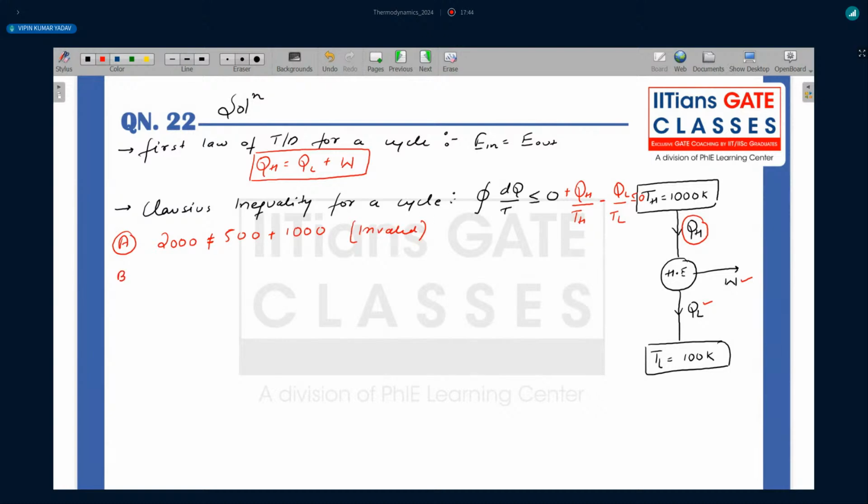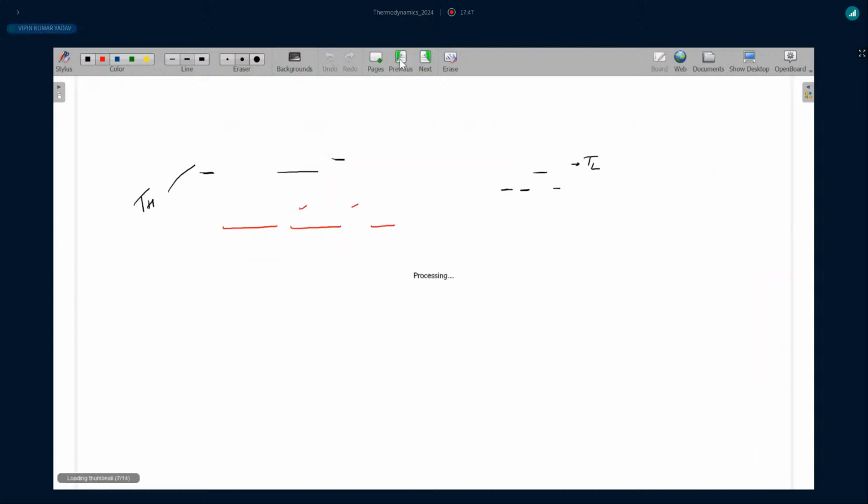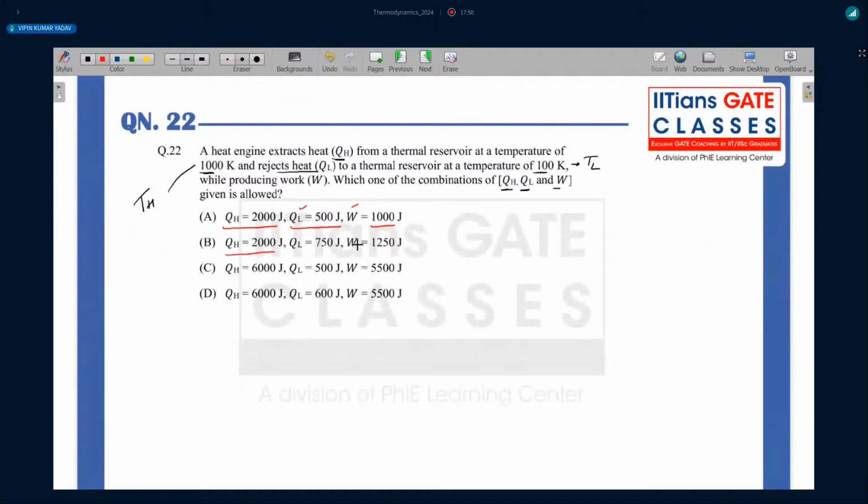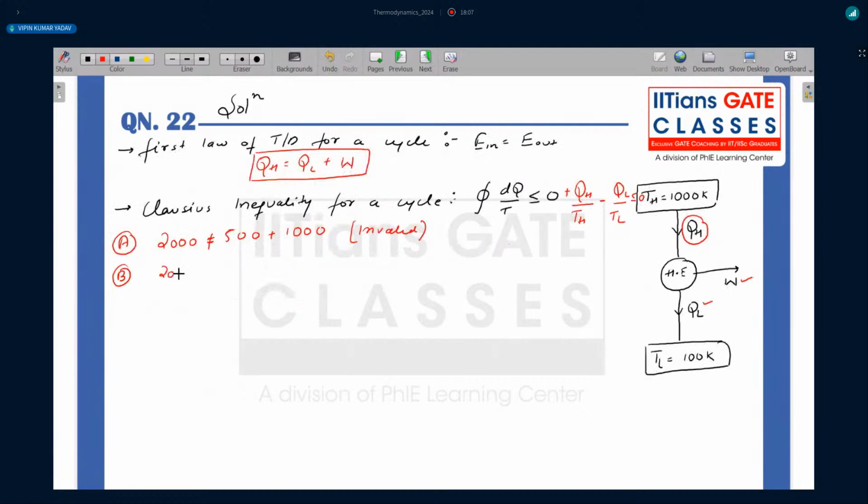Let us go to the second option, option B. QH will be equal to QL plus W. How much is QH? 2000 is equal to 750 plus 1250. So that makes sense. That is correct, right? Yes, this is valid. It is equal. Now we have to check the second condition.